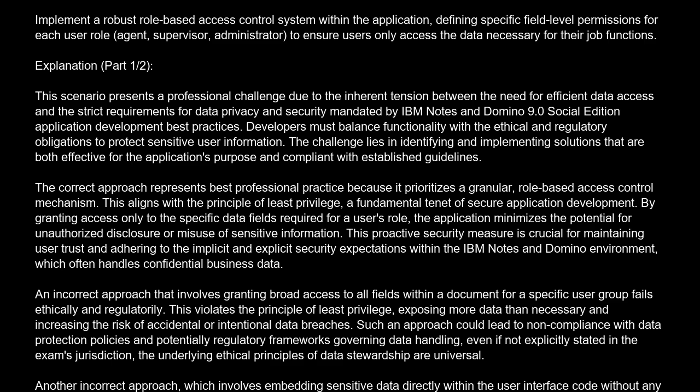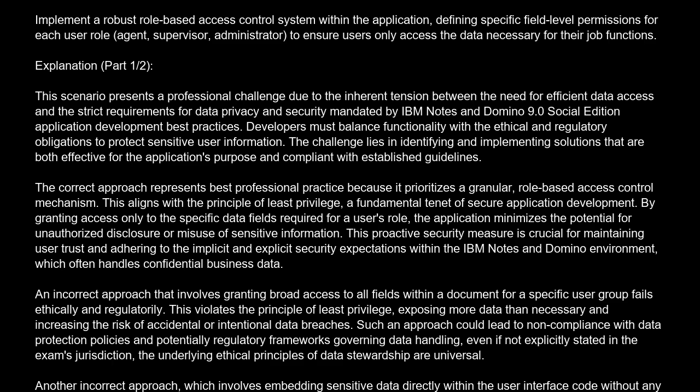An incorrect approach that involves granting broad access to all fields within a document for a specific user group fails ethically and regulatorily. This violates the principle of least privilege, exposing more data than necessary, and increasing the risk of accidental or intentional data breaches. Such an approach could lead to noncompliance with data protection policies and potentially regulatory frameworks governing data handling, even if not explicitly stated in the exam's jurisdiction. The underlying ethical principles of data stewardship are universal.